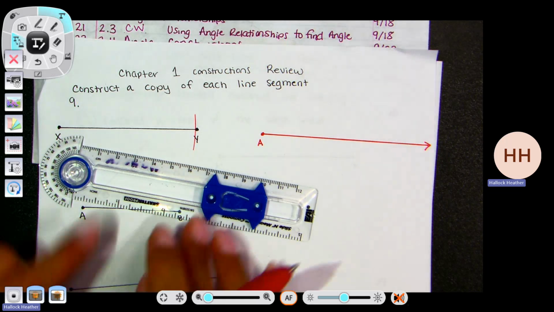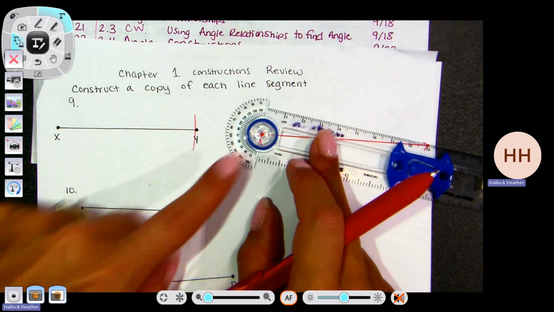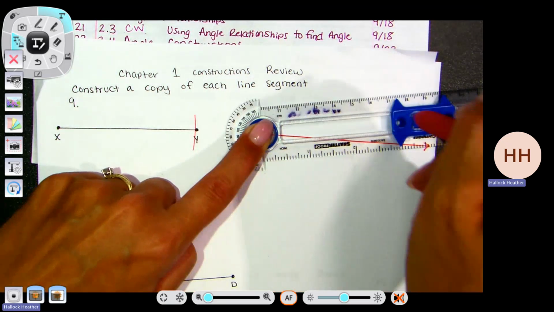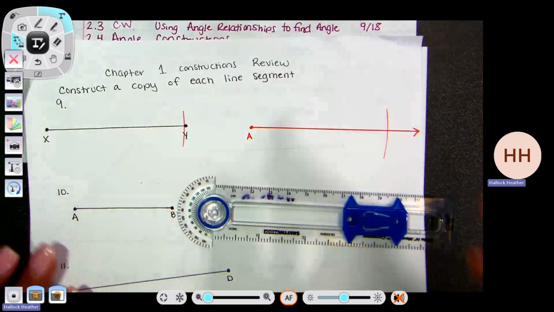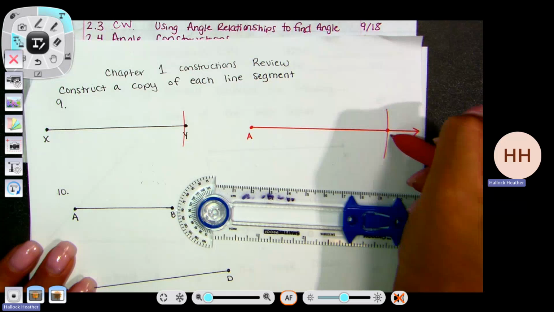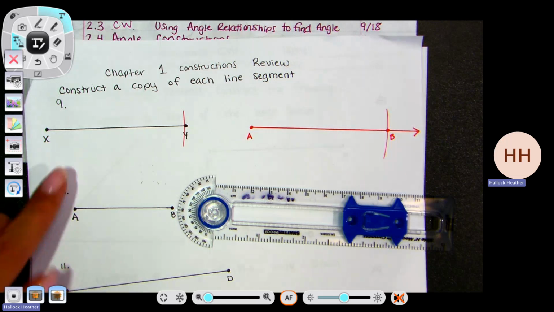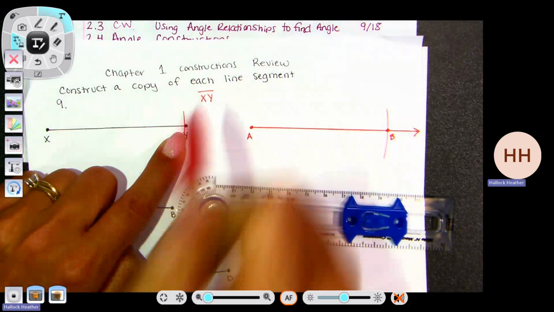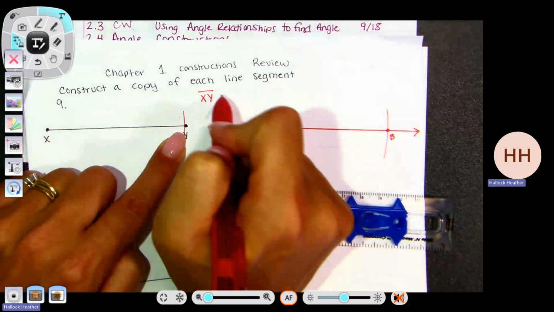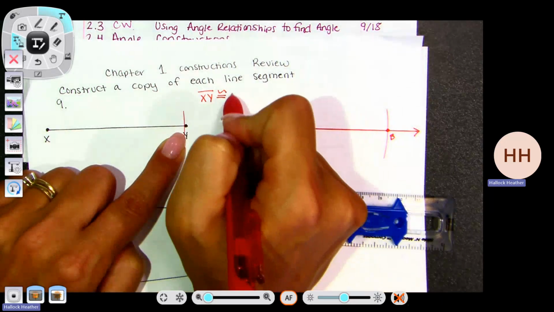Okay, so I'm going to move it over to A, and I'm going to make the same arc mark over here. And instead of calling this Y prime where it intersects, I'm going to call this B. So the very last step technically to constructions is to write out a congruency statement. Because I copied the segment, they are the same length. So what I can say is XY is technically congruent to the new segment, which is AB.